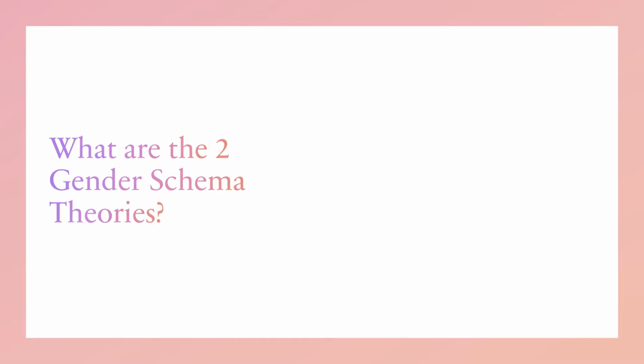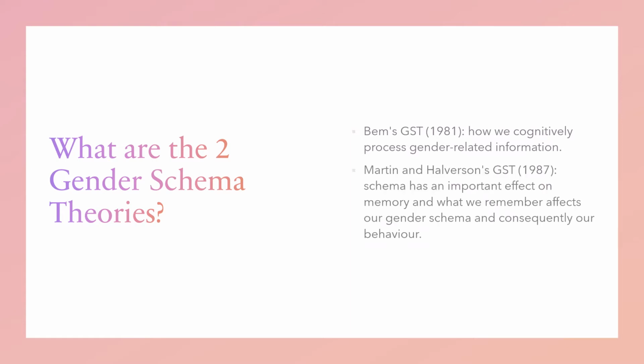Okay, question 1 was, what are the 2 gender schema theories? The first one that we looked at was Bem's GST, and that's all about how we cognitively process gender-related information. And then the second one was Martin and Halverson's, and they stated that schema, specifically gender schema, has a very important effect on what we remember, and then that affects how we develop that schema and consequently our behaviour.